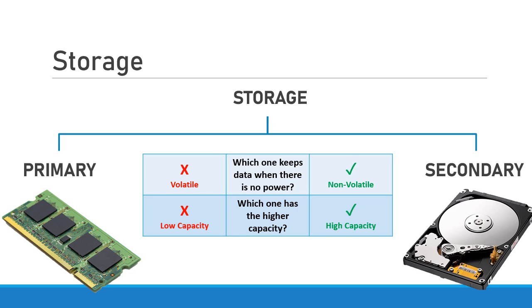Previously, we've learned that secondary storage is non-volatile and it has a high capacity. We need it to store things long term because we know that primary storage is volatile. Whenever the power is switched off on our phones or our PCs, any data that's in primary storage gets wiped away.